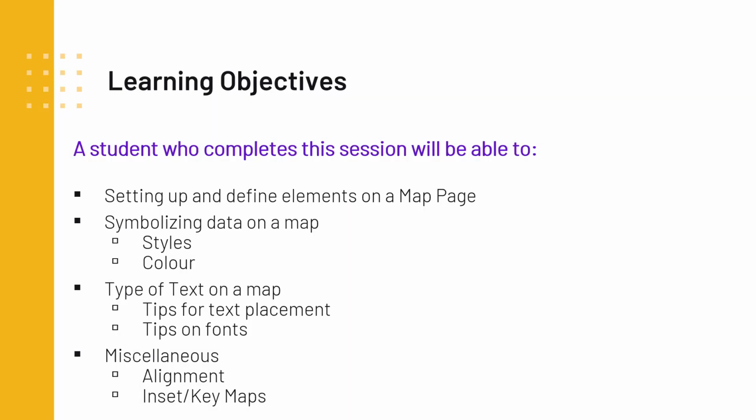The learning objectives for this session: you're going to learn how to set up and define elements on a map page. You're going to learn about symbolizing data on a map, both styles and colors. We're going to get tips on text that you use on a map, both text placement as well as fonts. And then there'll be some miscellaneous things that we look into, like alignment or inserting key maps or inset maps.